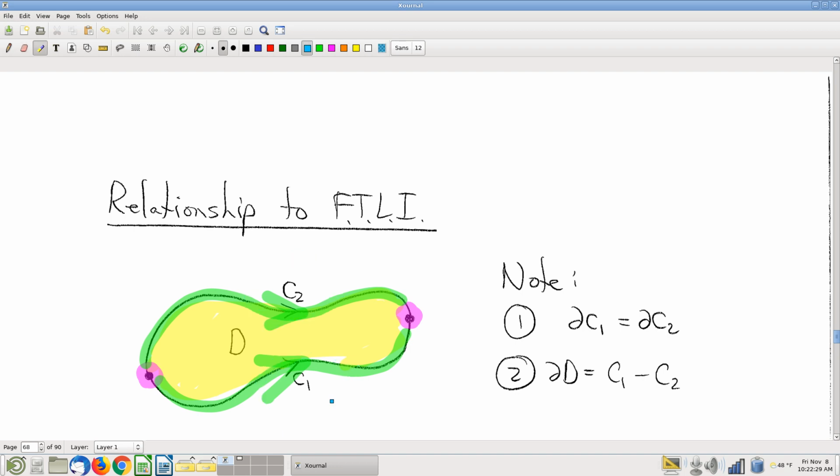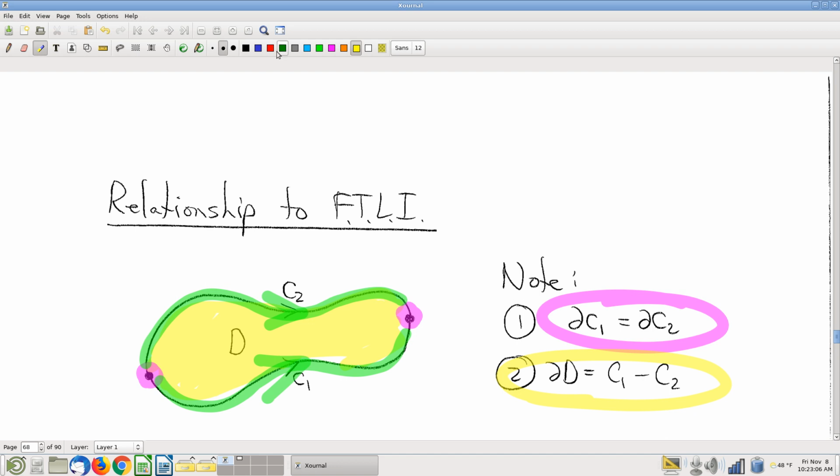In a way, C1 and C2 are kind of going the same direction, because check it out, they have the same boundary. In other words, they both start at the same point, and they both end at the same point. So in terms of how their boundaries compare, they're in some sense going the same direction. But here's the thing. In terms of how they are part of the boundary of this initial region D, they're kind of going opposite directions.